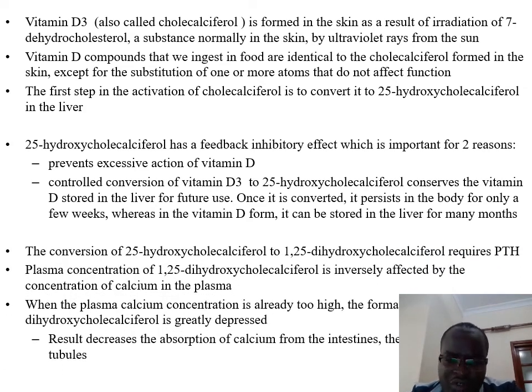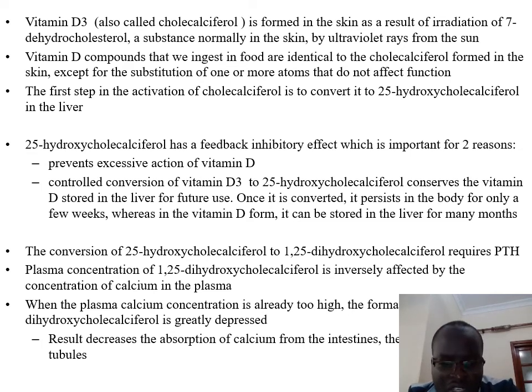The conversion of 25-hydroxycholecalciferol to 1,25-dihydroxycholecalciferol requires parathyroid hormone. The activation of 25 into 1,25-dihydroxycholecalciferol takes place within the kidneys, and it requires the presence of parathyroid hormone. The parathyroid hormone is the one that will be activating the enzyme that will add another hydroxyl group on carbon number 1, hence converting the 25 into 1,25-dihydroxycholecalciferol.